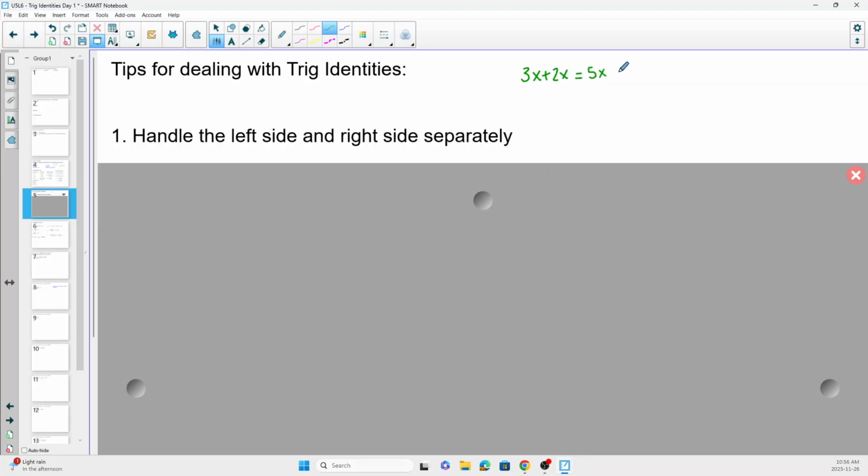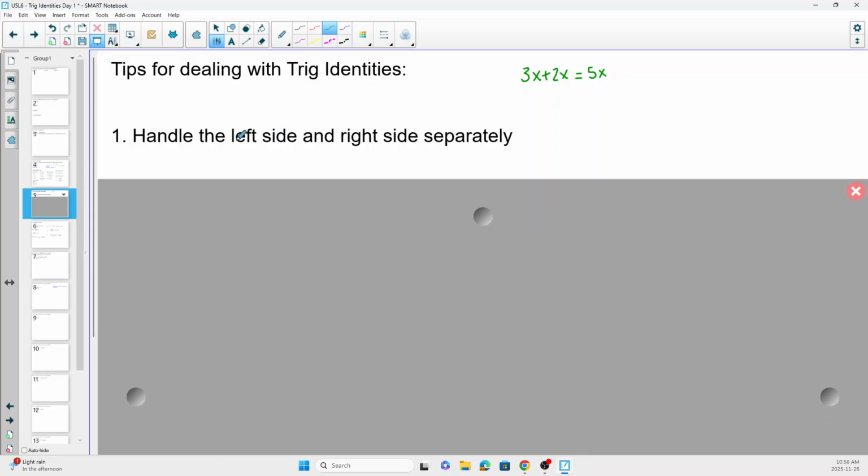Now again, this is super simple. What we are not trying to do here is move something that's on the left over to the right to then say, yeah, 3x is equal to 3x. We're not moving things over when we are proving identities. We are trying to prove that as it is, what is on the left is equal to what is on the right. So we keep everything on the left, we keep everything on the right, and we handle them separately.